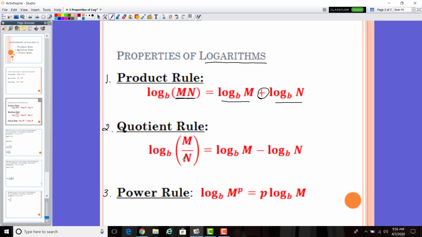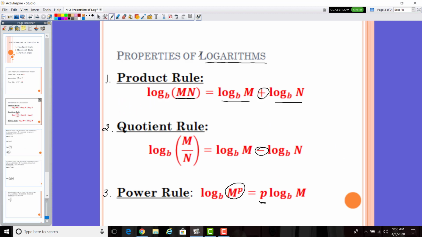The quotient rule says that if, again, I have a logarithm with a base and I have a division, then I can separate the numerator into a log, the denominator into a log, and I will subtract those logs. The power rule says that in my log, anytime I have an exponent, that exponent is going to be moved out in front of the original log to become a coefficient or a multiplier. We're going to use these 3 logs to expand logarithm expressions.